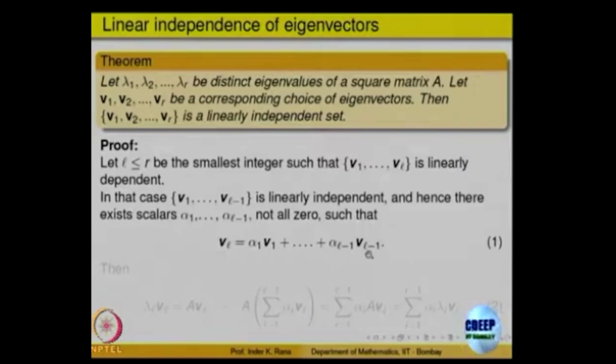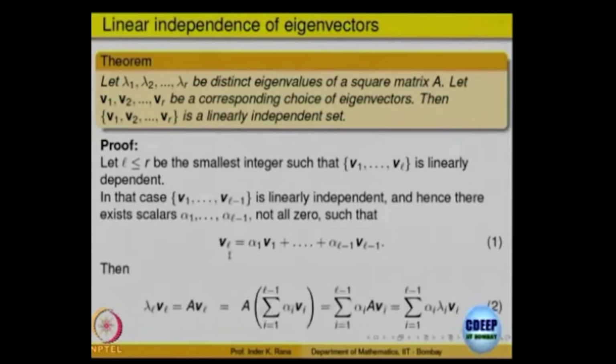So let us multiply both sides by the scalar lambda L, then what you will get? So lambda L VL will be equal to lambda L alpha 1 V1 and so on. So what is A of VL? See, lambda L is an eigenvalue, so what is lambda L VL? That is equal to A of VL, because VL is an eigenvector for the eigenvalue lambda L.